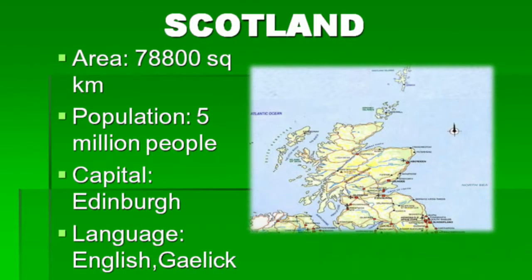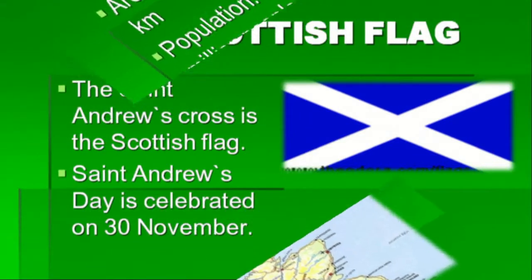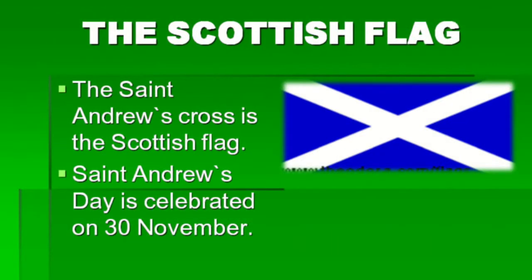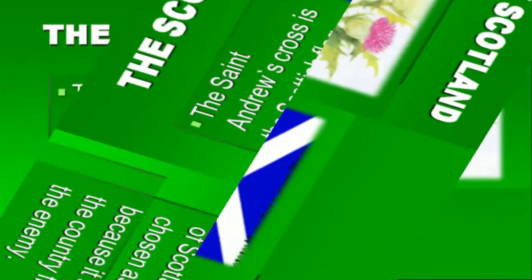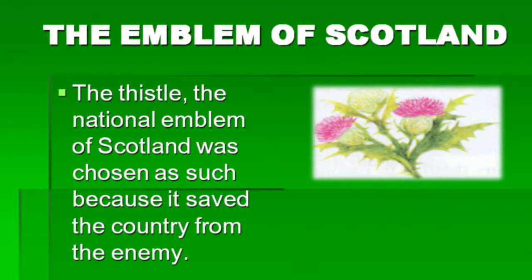Scotland. Population 5 million people. Capital Edinburgh. 2 languages, English and Gaelic. The Scottish flag represents St. Andrew's Cross, and this day is celebrated on the 30th of November. The emblem of Scotland is the thistle, the national emblem, which was chosen as such because it saved the country from the enemy, according to the legend.